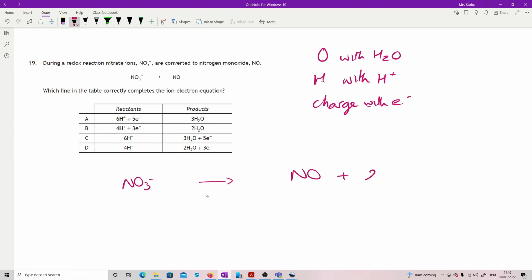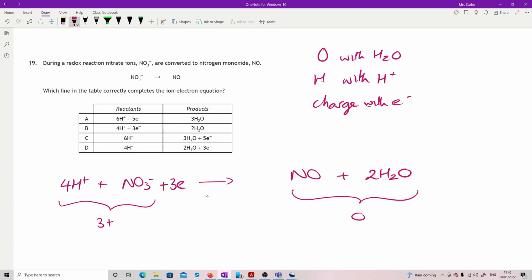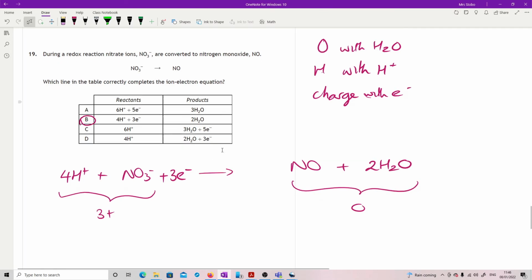So my first thing is I'm going to have to put in two waters on this side because I have three oxygens on the left and I only have one on the right. Okay, now I've got four hydrogens on the right, so let's put four hydrogens on the left. Okay, my charge now, this charge is now sitting at 3+. This charge is 0, so I need to balance this off. So I'm going to put three electrons in here because that's going to give me 3+, 3-, which gives me 0, and that's 0. Okay, so in the reactant side, I need to have four hydrogen ions and three electrons, and in the products, I need to have two waters. Okay, that's it.